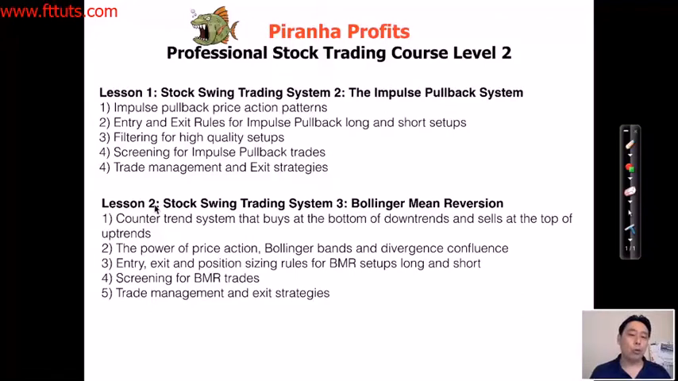In lesson 2 of level 2 course, you'll be learning a counter trend trading strategy, which means you're going to be buying at the bottom of the downtrend and selling at the top of the uptrend, using what is known as the Bollinger Mean Reversion strategy. So this is a counter trend system that buys once again at the bottom and sells at the top.